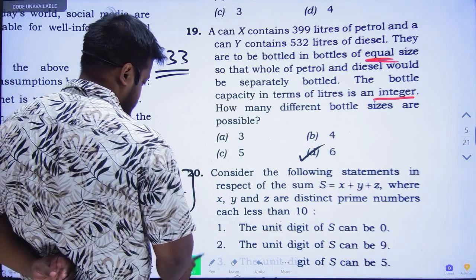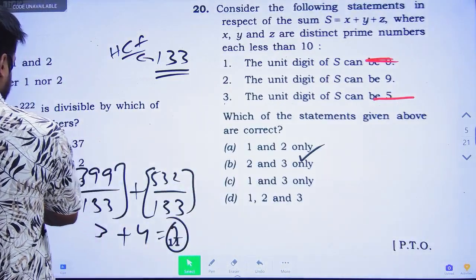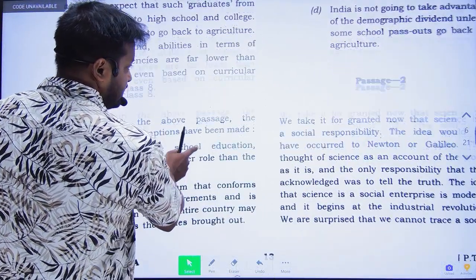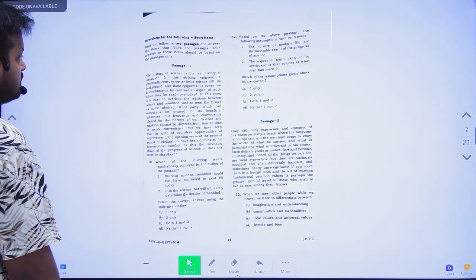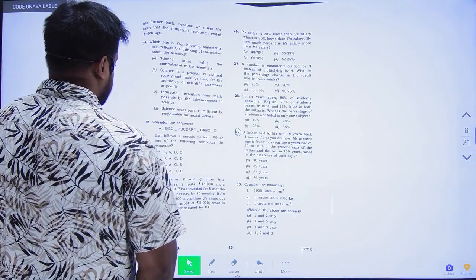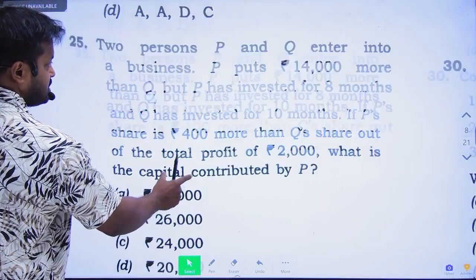Next, question based on statement, let's do this later. Next passage. Okay. Next, partnership.